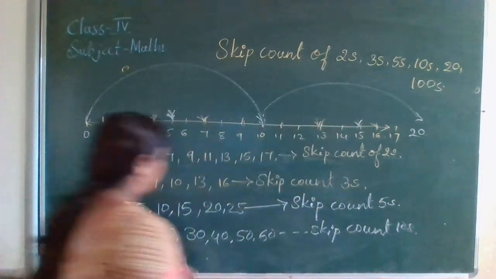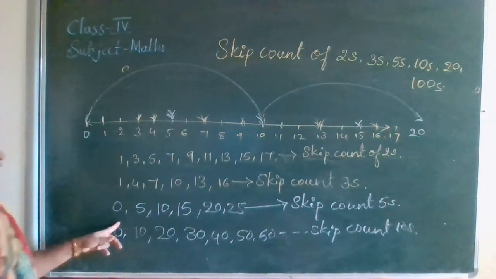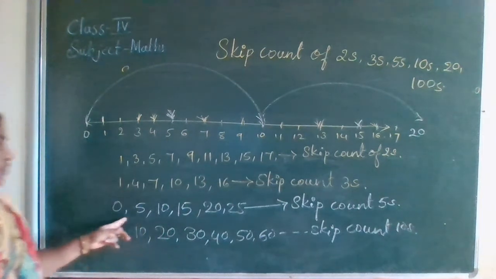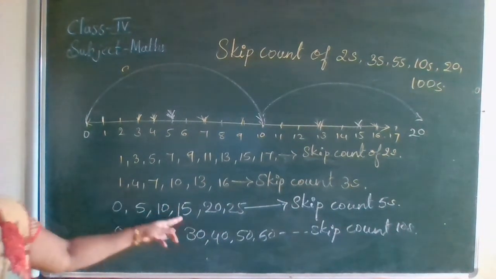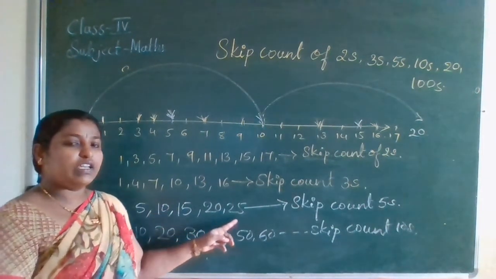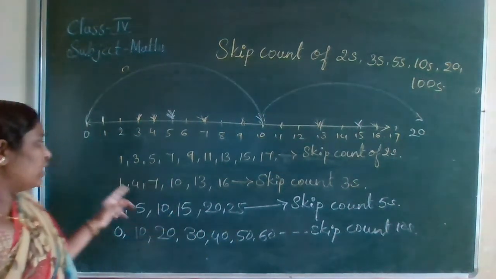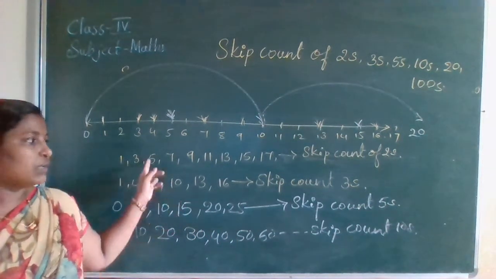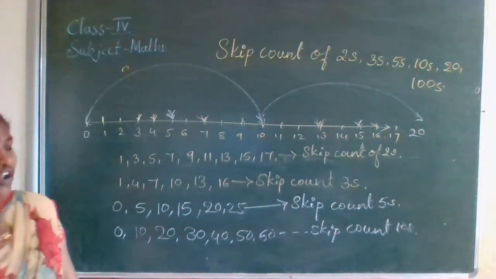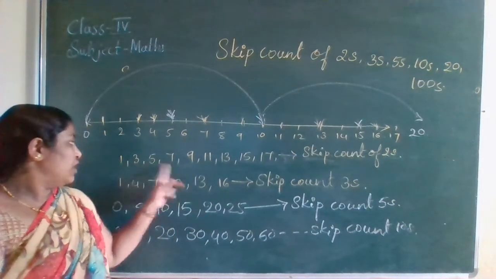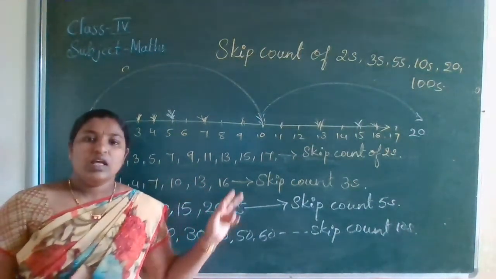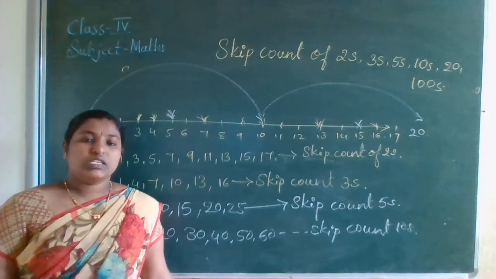tens. You can see this is the multiplication table of 5. 5 ones are 5, 5 twos are 10, 5 threes are 15, 5 fours are 20, 5 fives are 25. Skip count 3s and 2s will not be like this; those will be even numbers and odd numbers. Okay, how I told the tricks, you do that.